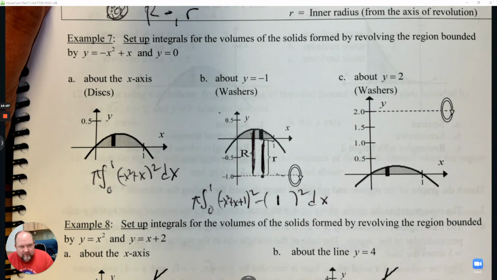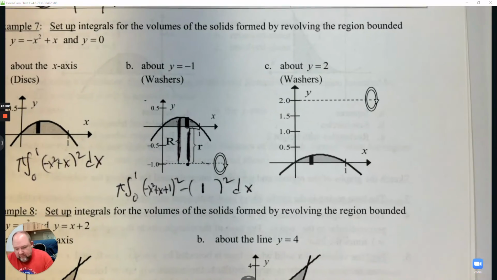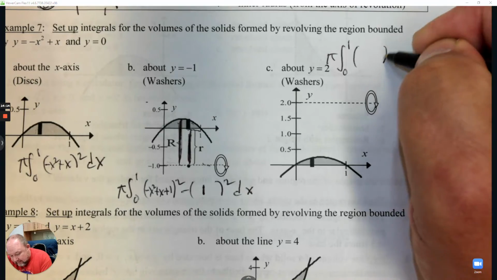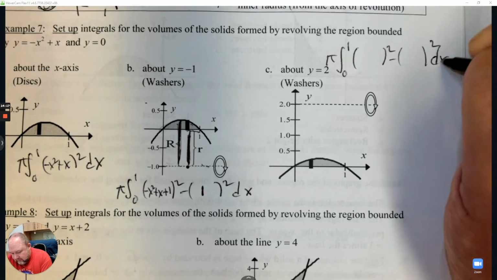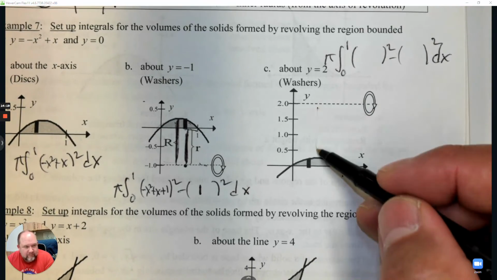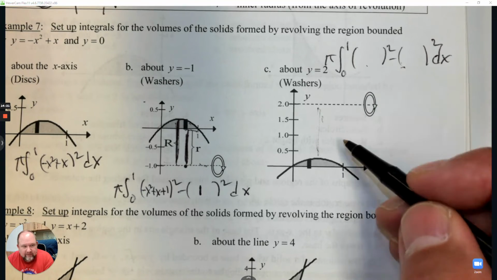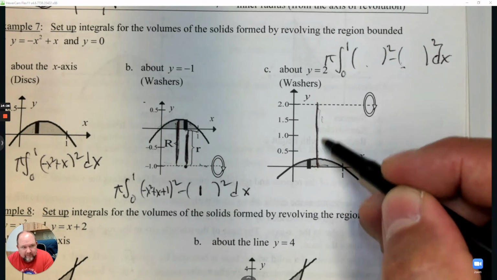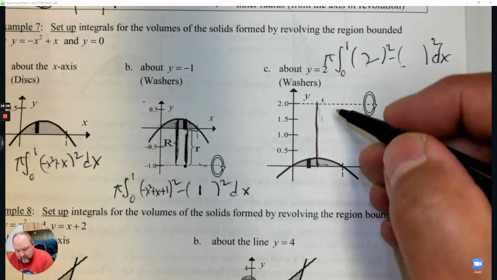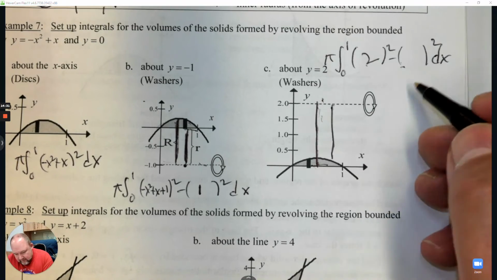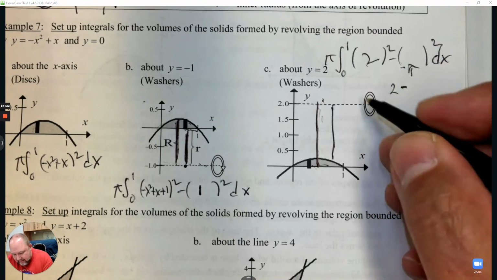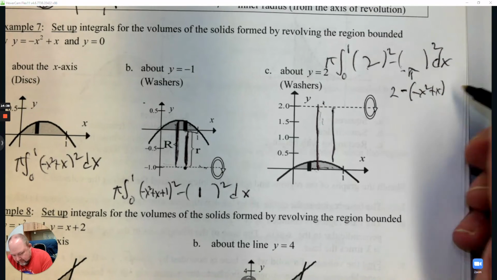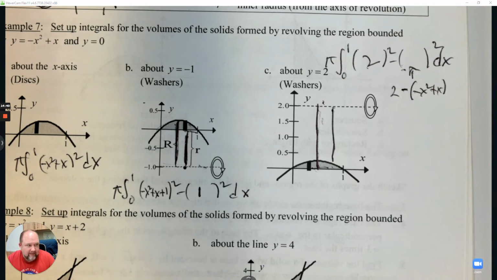A little bit more challenging. Here, same idea. We're going to go 0 to 1. We have 2 radii that we're revolving around. Notice the space here. That creates 2 circles. So the big radius goes all the way through the area to the bottom. That radius is 2. The smaller radius is 2 subtract this, which is negative x squared plus x. And that's the radius that would go in there. And that's the setup.